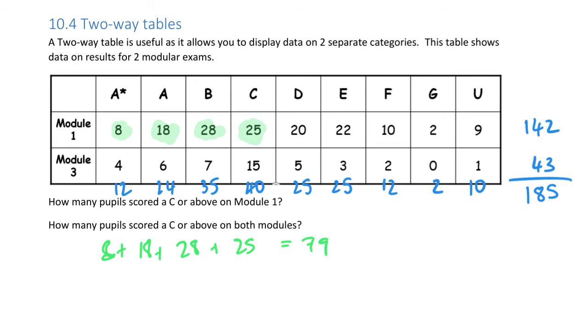How many pupils scored a C or above in both modules? Well, what we need to do to these 79 people is add together the 15, the 7, the 6 and the 4. So it's going to be 79 plus 4 plus 6 plus 7 plus 15, which is 111.